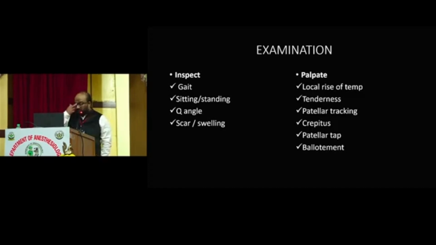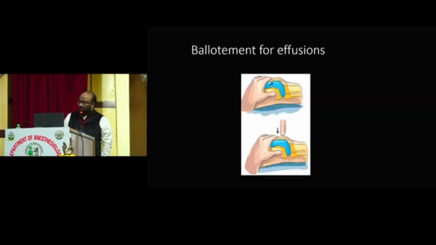Palpating usually starts from local rise of temperature, tenderness, this is common, and patellar tracking, any crepitus. Patellar tap and ballottement is done for effusions of the joint. This is how a ballottement is done, where from the quadriceps tendon, the muscle is squeezed, brought to the knee, and then checked for movement of fluid. The fluid moves from one bursa to the other.